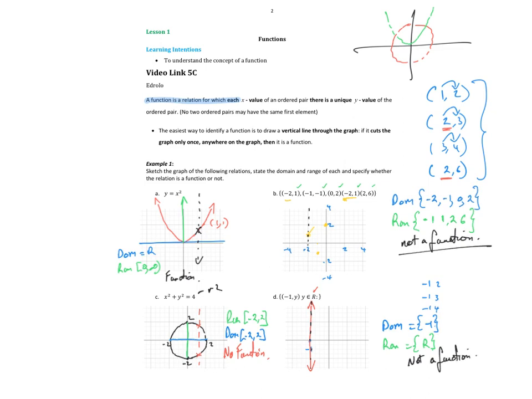So really this little exercise here is just giving you a visual idea of what is a function and what's not a function. Visually, if I can draw a vertical line and it crosses the relation in more than one place, it's not a function.